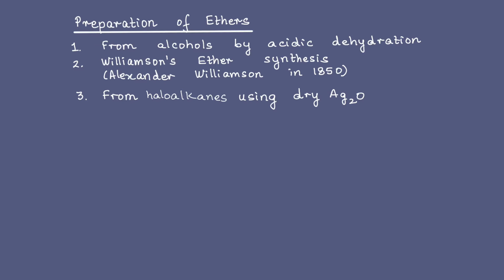Next, we come to the preparation of ethers. You can see this is a short topic, as I mentioned earlier, only 3 reactions to cover. So you've got the preparation from alcohols by acidic dehydration. You've got the Williamson's ether synthesis, a very, very important reaction. And from haloalkanes using dry silver oxide.